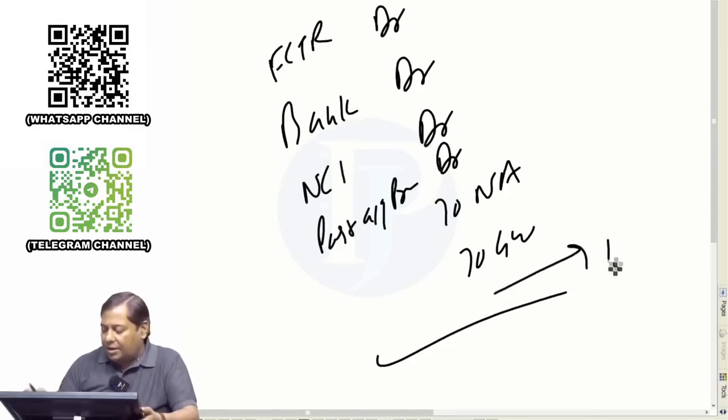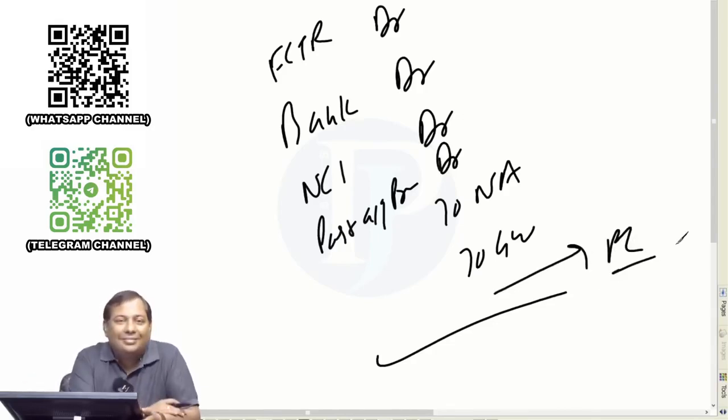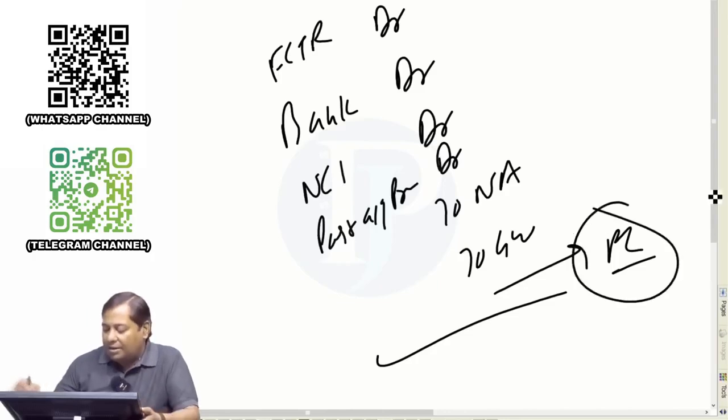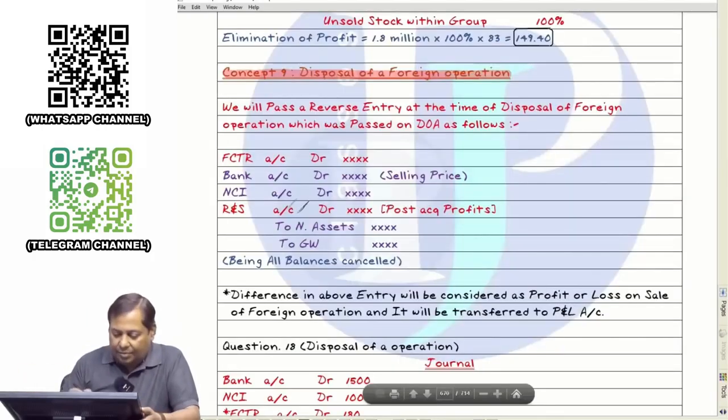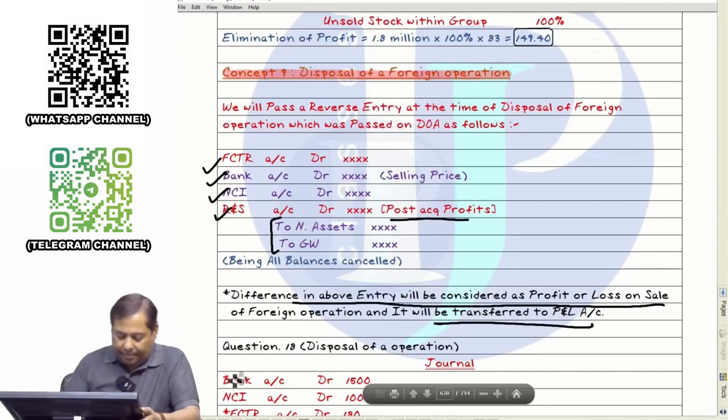What will be the difference? Let's see. First, the FCTR balance goes automatically to P&L. The rest is disposal profit or loss, all of it accumulated in P&L. See this entry here: remove FCTR, take the bank, the selling price, remove NCI, remove the post-acquisition reserves, remove the assets, remove the goodwill, and put the difference in P&L. Then the 18th question was done about disposal.